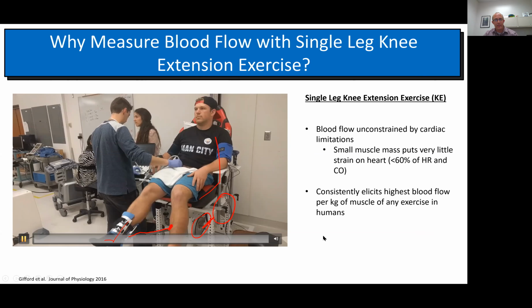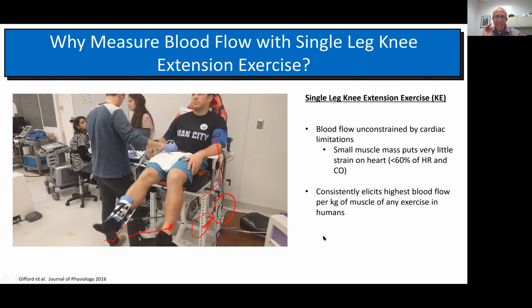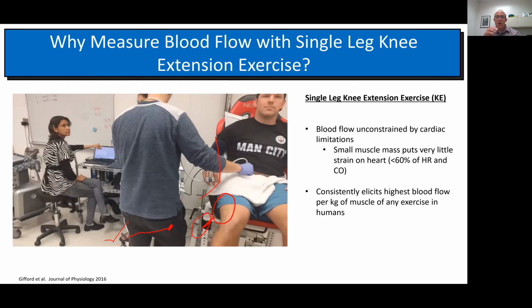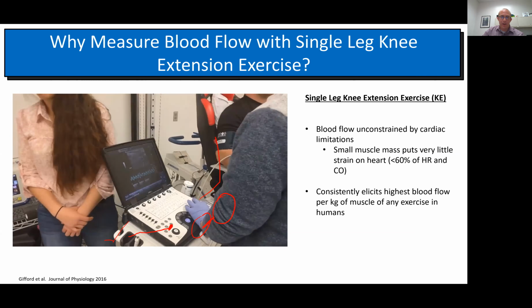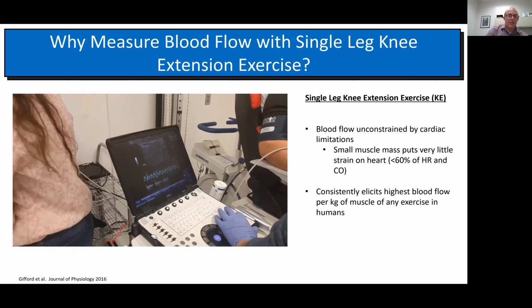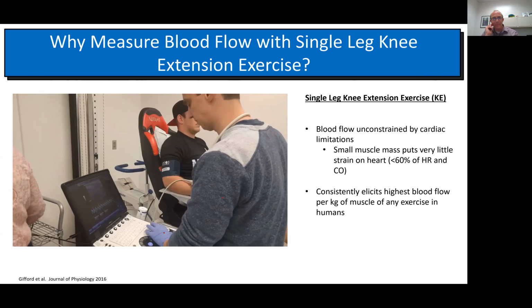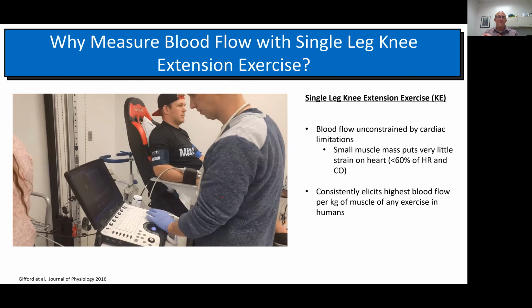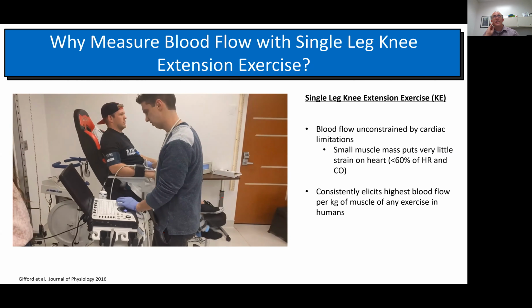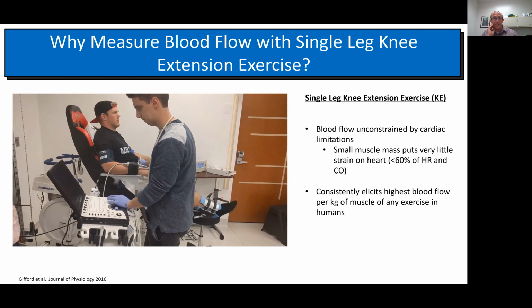Let me start it so you can kind of see what goes on. Why would we do single leg knee extension? Well, because it's such a small muscle mass, it's an exercise that is not limited by the heart. So you get the maximum blood flow you can get because of dilation of those arteries, okay? The highest blood flows that have been observed per kilogram of muscle have been during this exercise. So it really tells us the maximum blood flow capacity of the muscle.